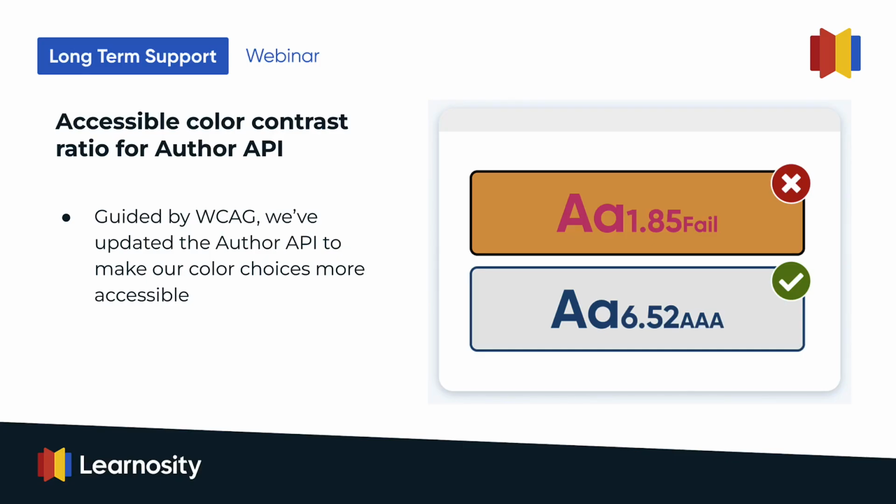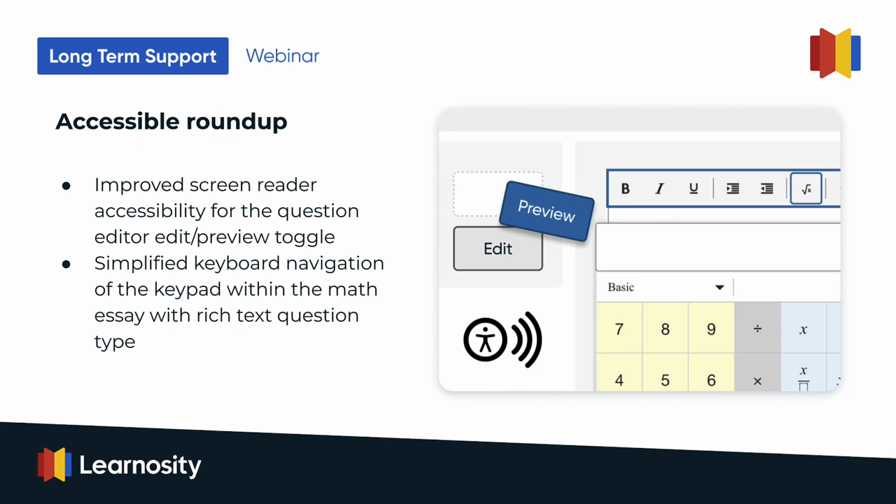Of course, users or authors, in this case with visual impairments, can have problems reading if the foreground and the background colors are poorly matched. As we always are, guided by the WCAG guidelines, we've updated the Author API to make our color choices more accessible. And some other small pieces, we've improved screen reader accessibility for the question editor. That's for the edit preview toggle buttons. And we've simplified keyboard navigation of the keypad within the math essay question type, the math essay with rich text.